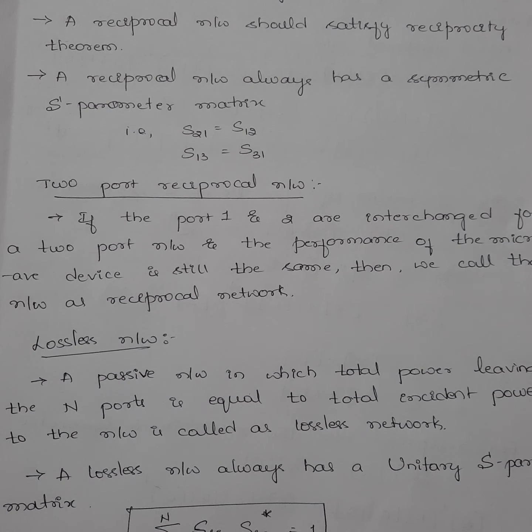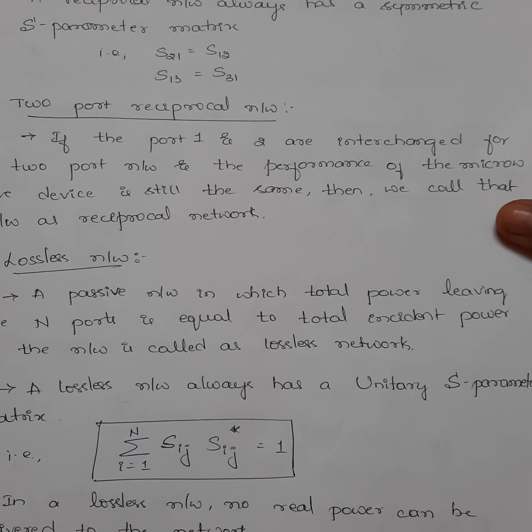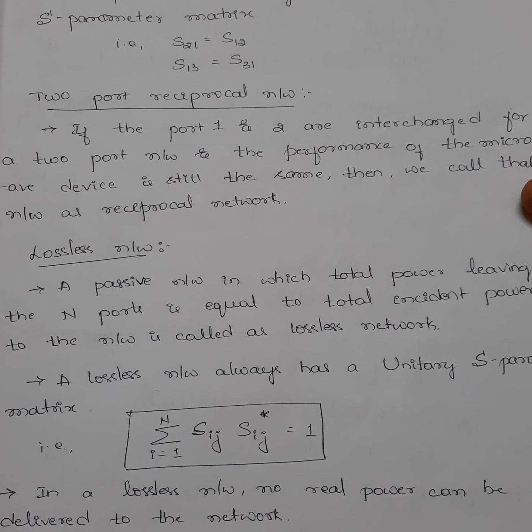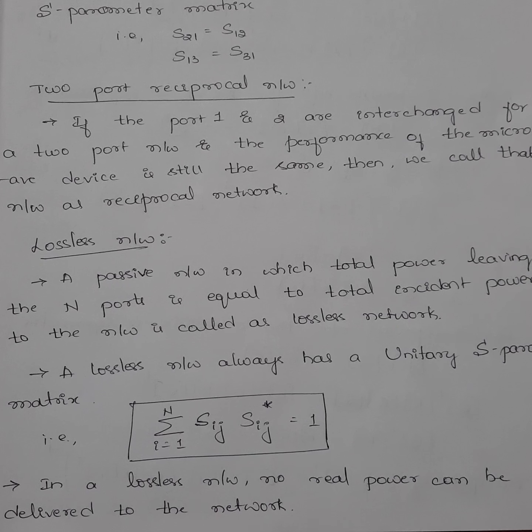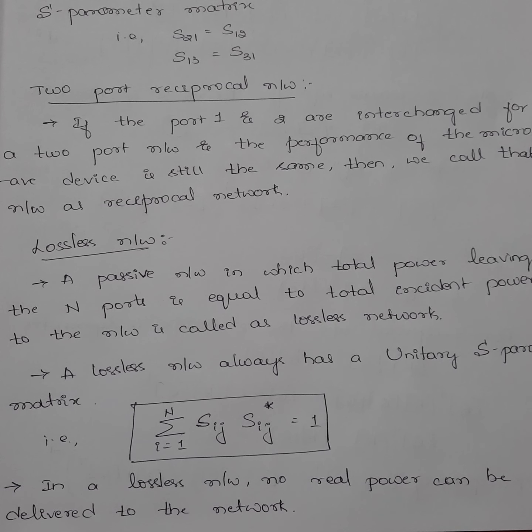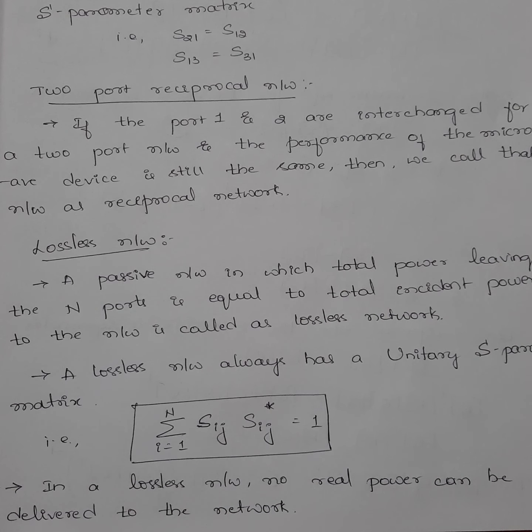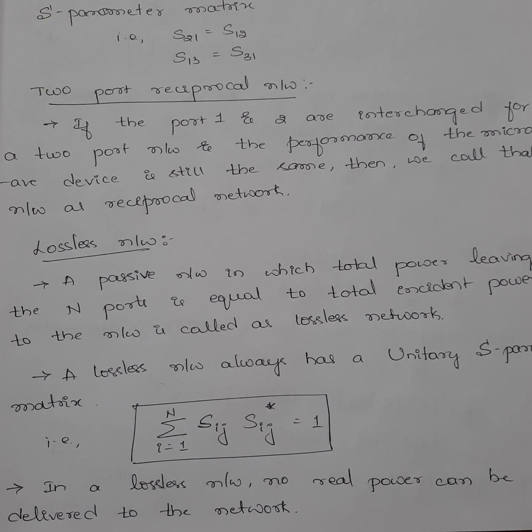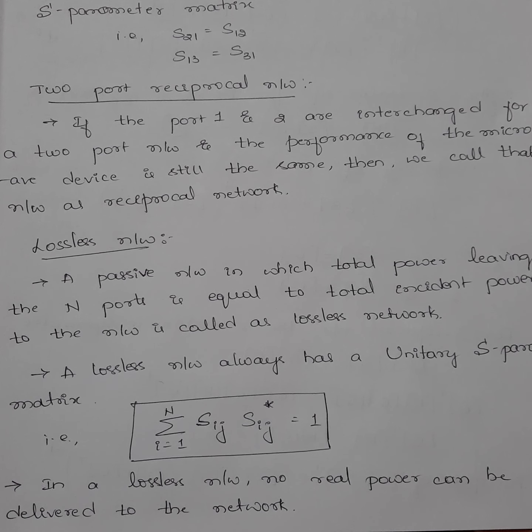Okay, a lossless network always has a unitary S parameter, which is given by the sum of the product of Sij and its complex conjugate, and that should be equal to 1. So in a lossless network, no real power can be delivered to the network.